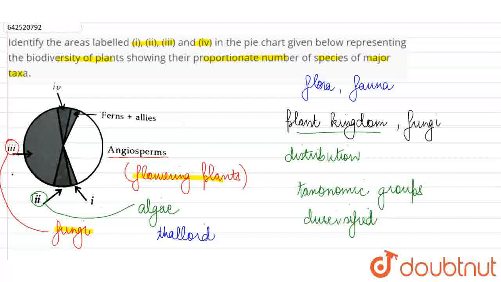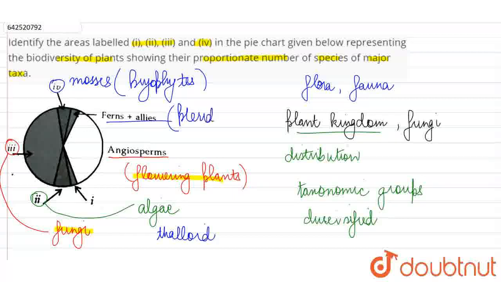After this, a little smaller than algae is our mosses, that is our bryophytes. Next to that we can see the ferns and the allies, which basically means here we are talking about the pteridophytes. And the one group that is left over here, we are going to include the lichens, which are symbiotic associations, mutualistic associations formed between the algae and the fungi.